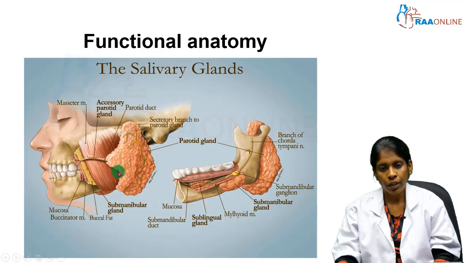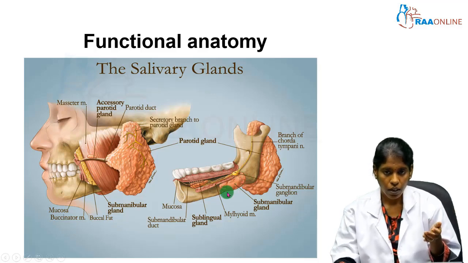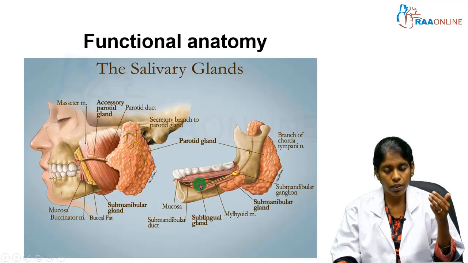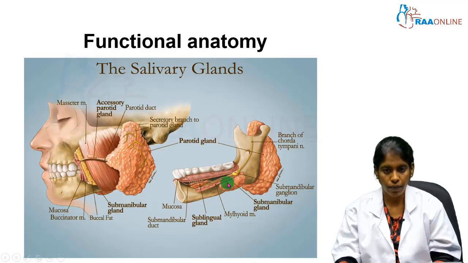This is the parotid gland, which is the biggest among the three. This is the submandibular gland, and this is the sublingual gland. The parotid gland is situated in front of the ears in the preauricular region. The submandibular gland is associated with the inner aspect of the mandible, and the sublingual gland is again present on the inner aspect of the mandible below the tongue. That's why they are called sublingual and submandibular glands respectively.